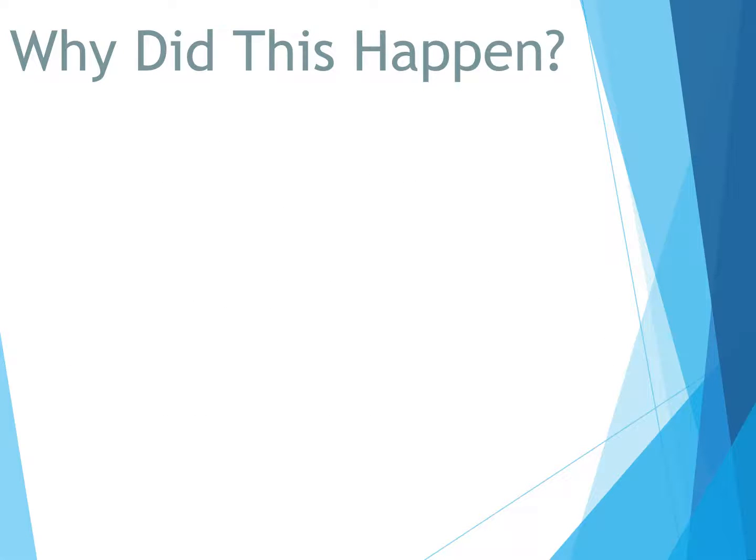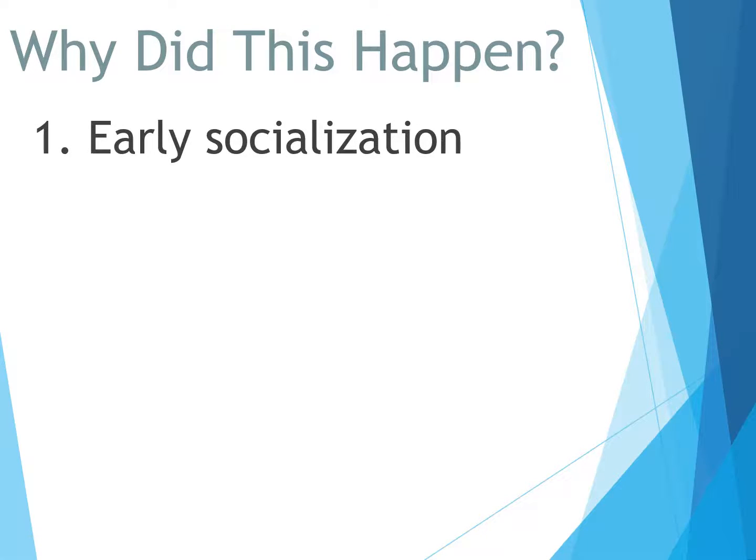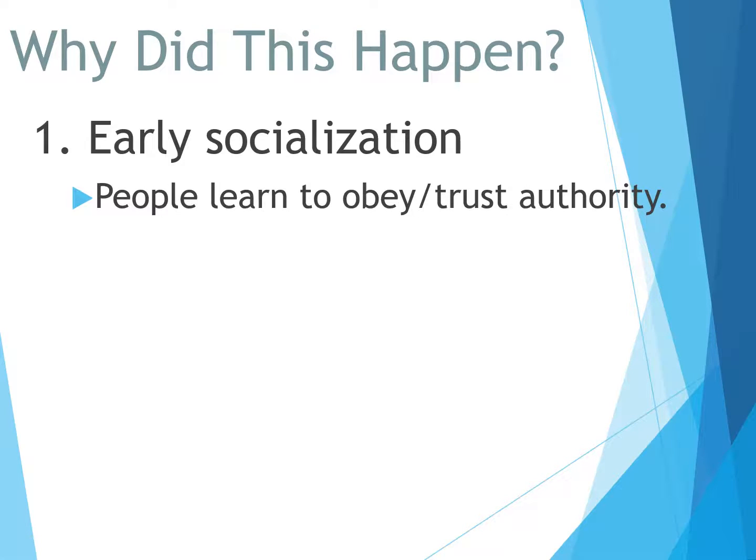So there have been several theorists who have attempted to explain why the Milgram experiment played out the way that it did. Some of the things they came up with include early socialization. At a very young age, we are taught that teachers and doctors and police officers and people like this are the people that we are supposed to obey.